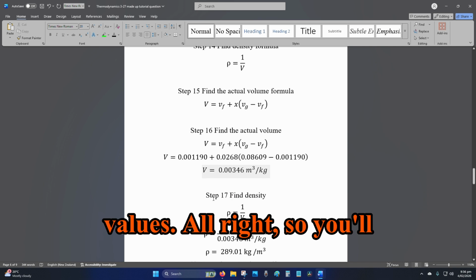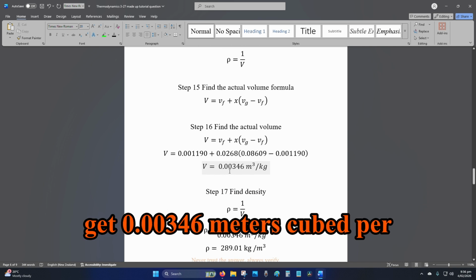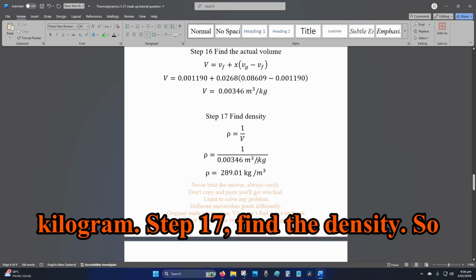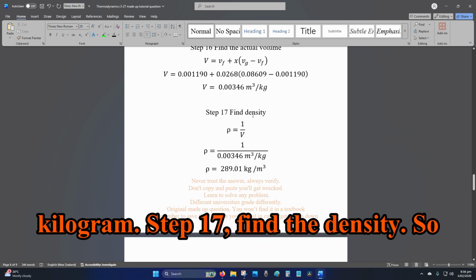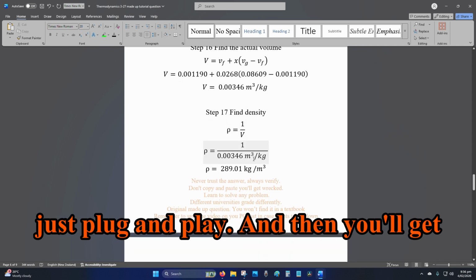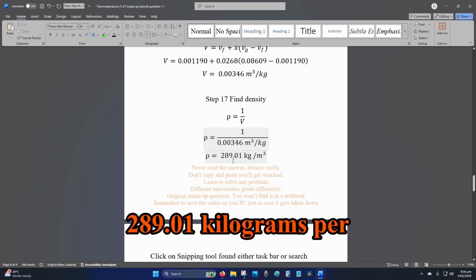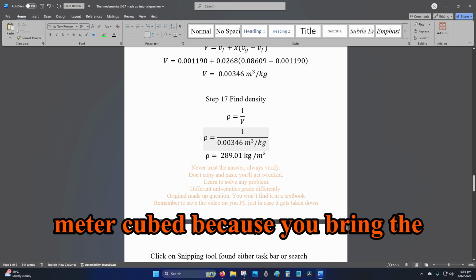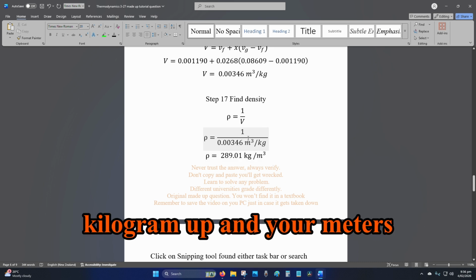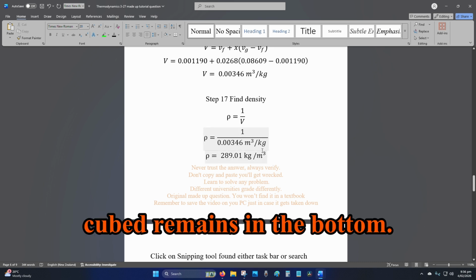Alright, so you'll get 0.00346 meters cubed per kilogram. Step 17, find the density. So just plug and play. And then you'll get 289.01 kilograms per meter cubed because you bring the kilogram up and your meters cube remains in the bottom.